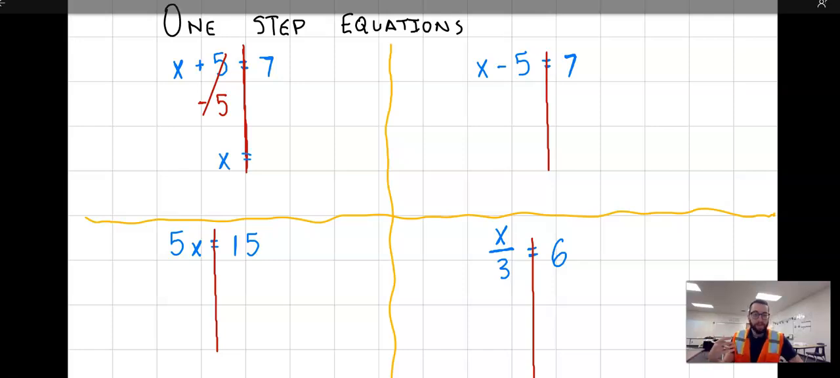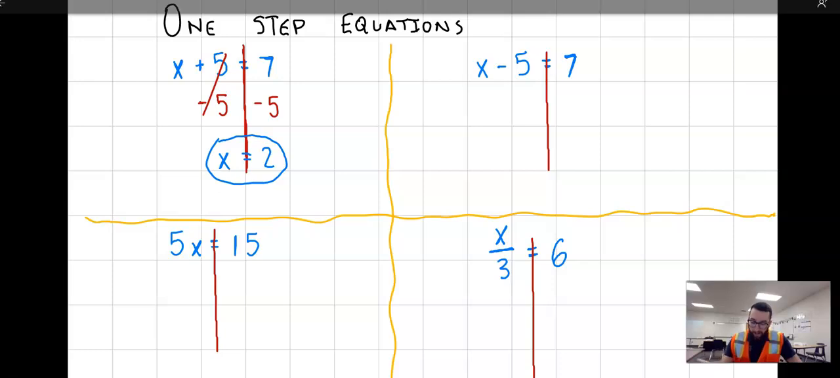And by having both sides, what you do to one side, you do to the other. So if I subtract 5 from the left side, I need to subtract 5 from the right side. 7 minus 5 is 2, so x equals 2. And you can check that because 2 plus 5 equals 7. So if x equals 2, that means plug in 2 for x because, again, 2 plus 5 is 7.